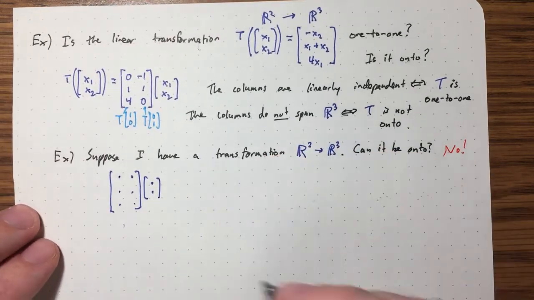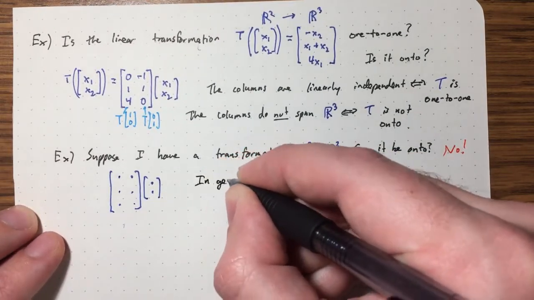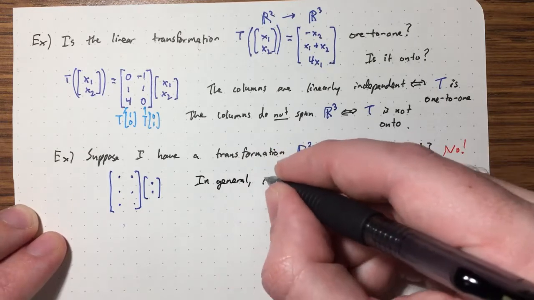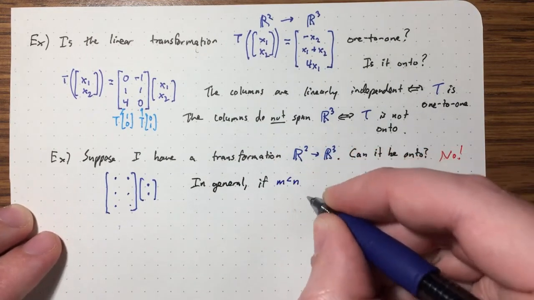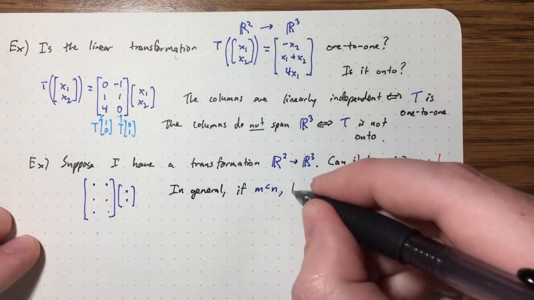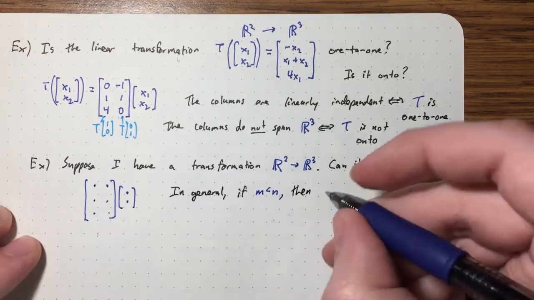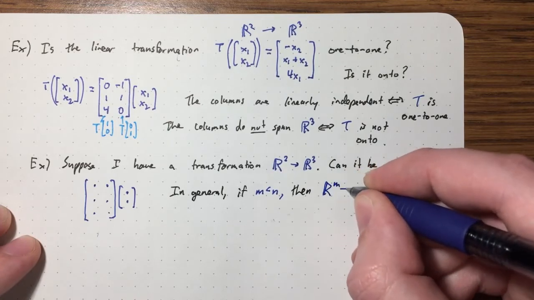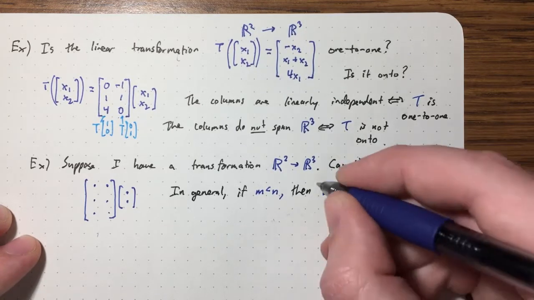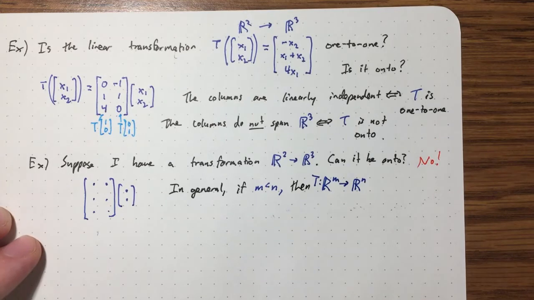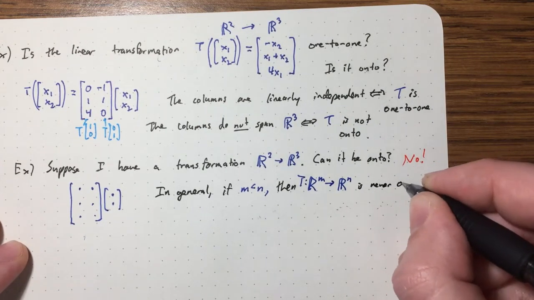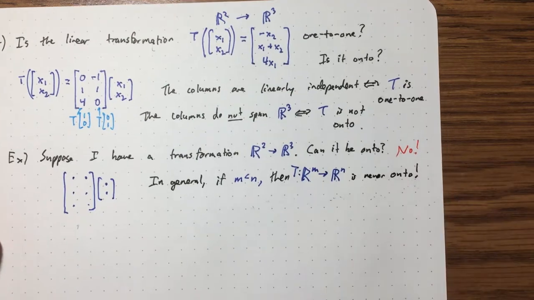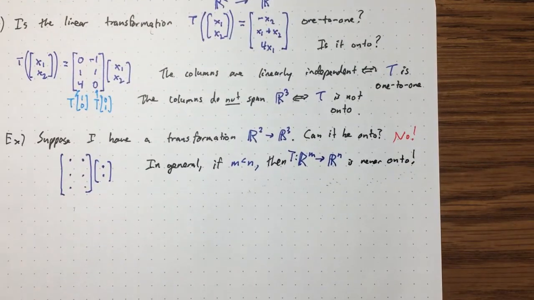And so in general, there's a general statement we can make. If m is strictly less than n, then a linear transformation from Rm to Rn is never onto. Okay. And this is kind of a cool fact.